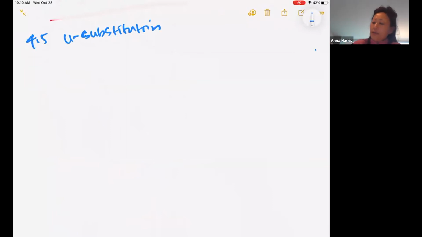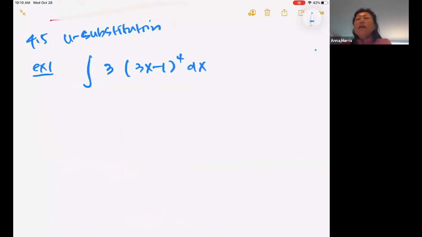So the first problem, example problem 1, this is what they have: the integral of (3x minus 1) to the 4th power dx. Whenever you see a combination like this, especially with a power of 4, you do not want to multiply them out. If you try to multiply them out, it's too much work. So you need to think right away, okay, I've got to use substitution.